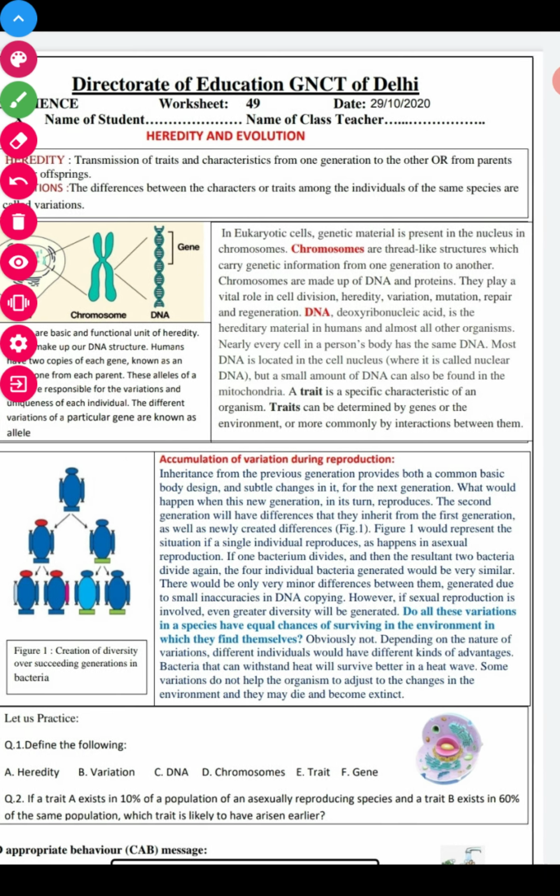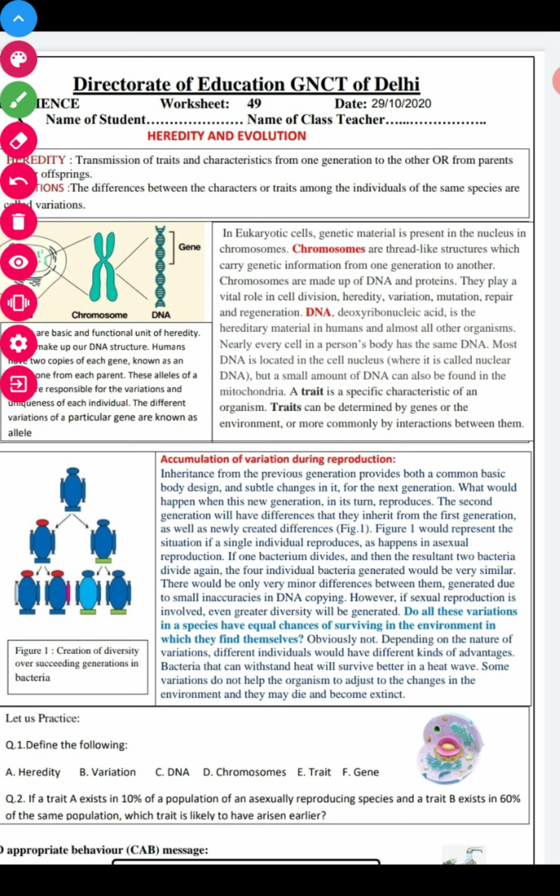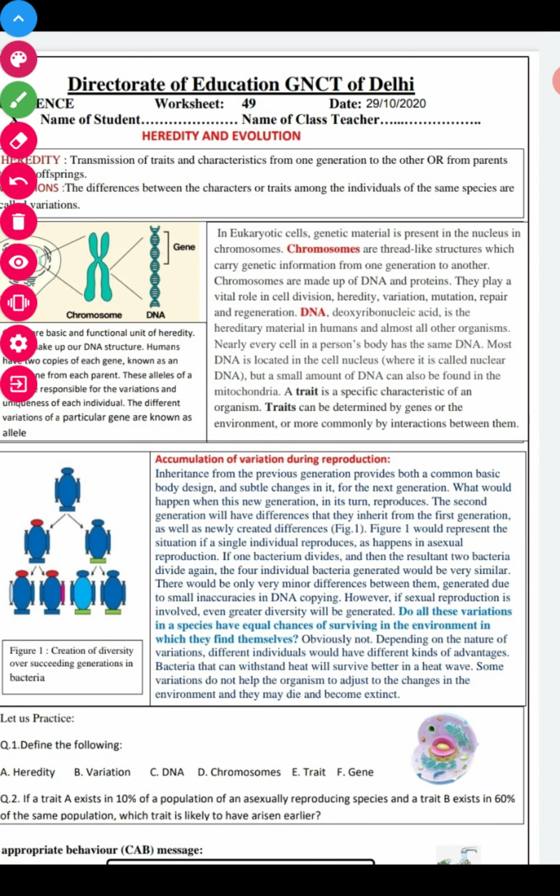And here also the color changes. In the case of asexual reproduction, still the changes are there, but these are very nominal, very minor changes, because of slight changes in the DNA copying. Okay. But huge variation is there in the case of sexual reproduction, where two individuals are involved in the reproduction process.